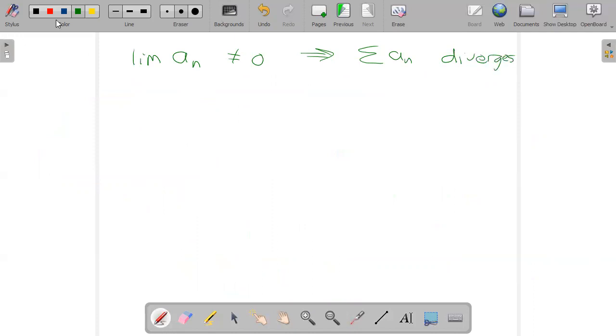The converse of that goes the other way. Sorry, not the converse, the contrapositive, which is a converse and an inverse together. If we know the sum converges, then we also know that the limit of the individual pieces we're adding has to go to zero.